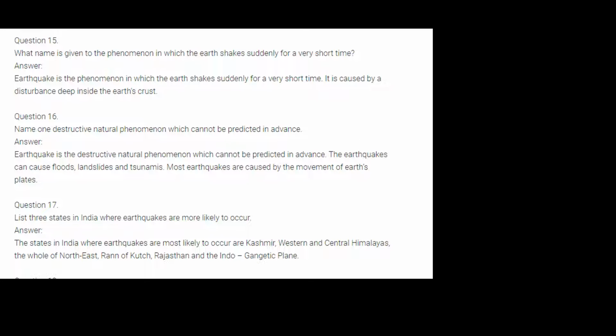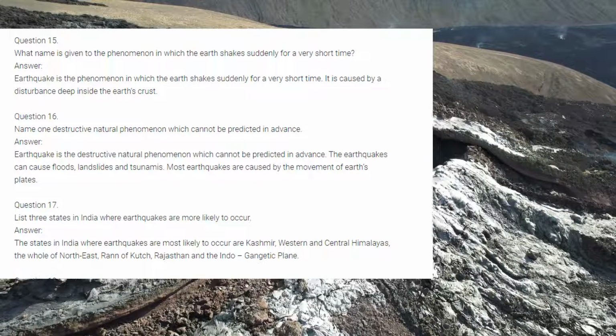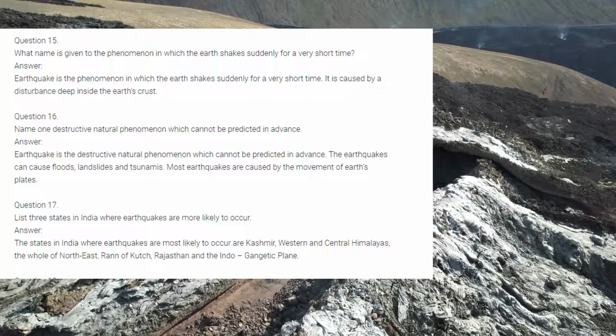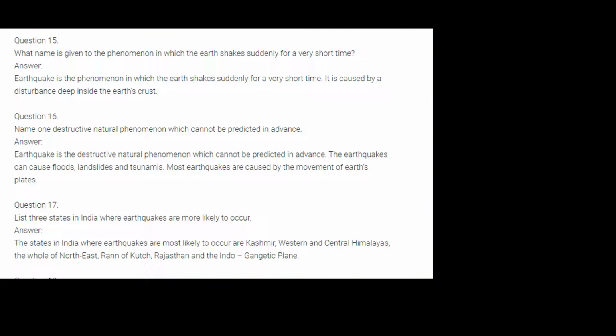Question 17. List 3 states in India where earthquakes are more likely to occur. Answer: The states in India where earthquakes are most likely to occur are Kashmir, Western and Central Himalayas, the whole of Northeast, Rann of Kutch, Rajasthan and the Indo-Gangetic Plain.